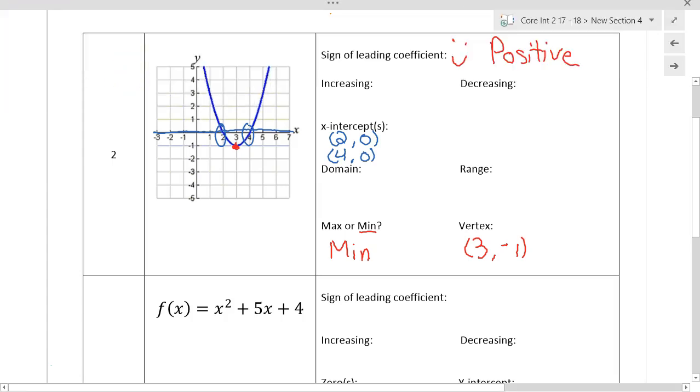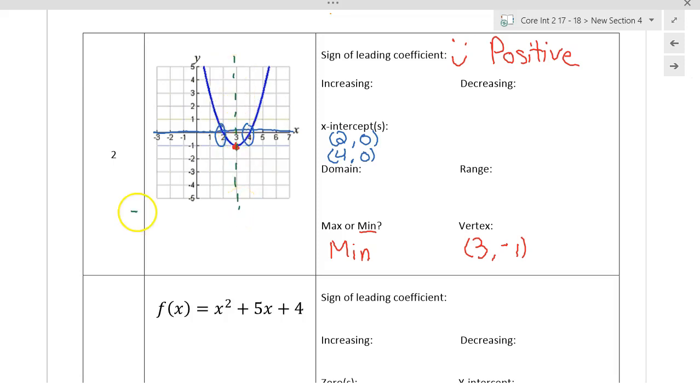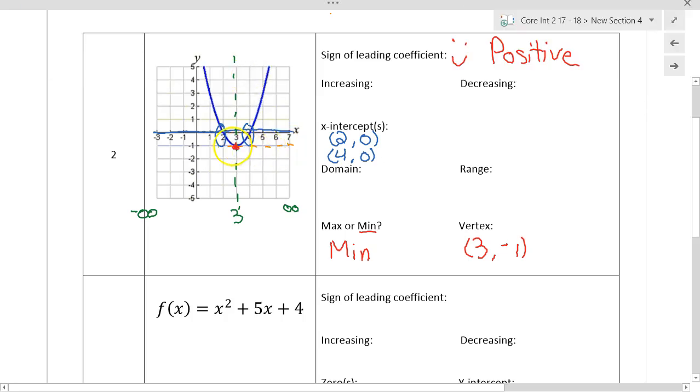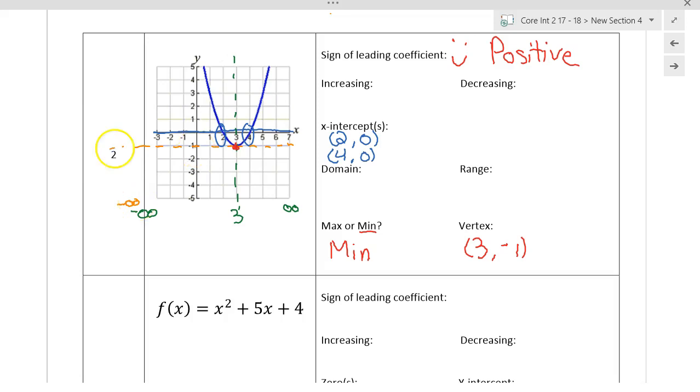Now, domain, again. I'm going to split that and go negative infinity to 3, 3 to infinity. I'm going to draw my other line. And same thing, negative infinity to, this is at negative 1 to infinity.